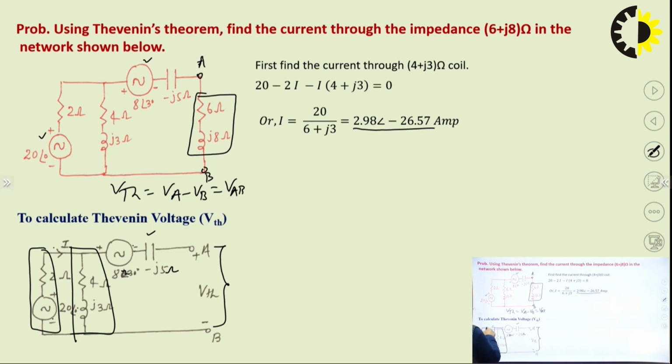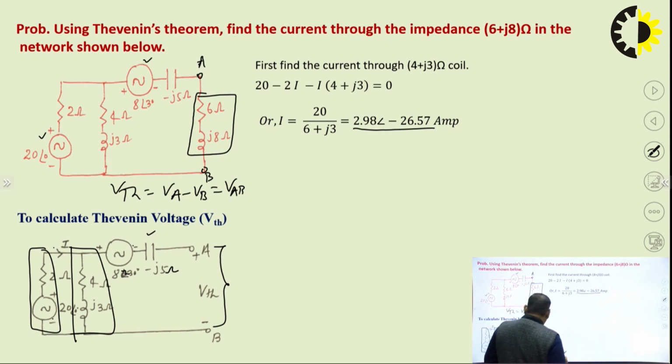All the elements are in series. So, this voltage is divided by the total impedance, 6 plus j3 ohm. So, we can get the current having the magnitude 2.98 with angle minus 26.57 degrees, in amperes.